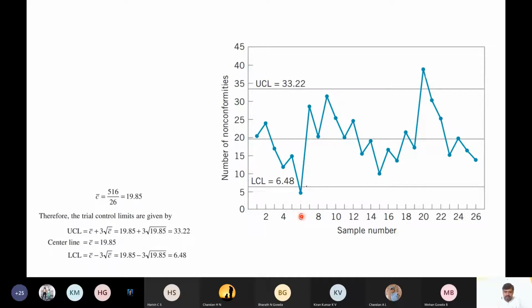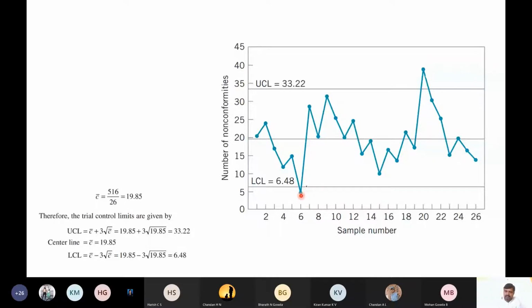Here you can see that for sample number 6 and sample number 21, you have 2 points outside the control limits. That means the process is out of control, or it requires further evaluation. So initially you cannot say definitively whether the process is out of control or not. This is a signal that calls for further evaluation. These out-of-control points in the initial trial limits give you an idea regarding further evaluation.